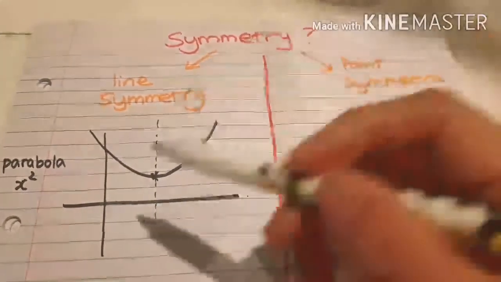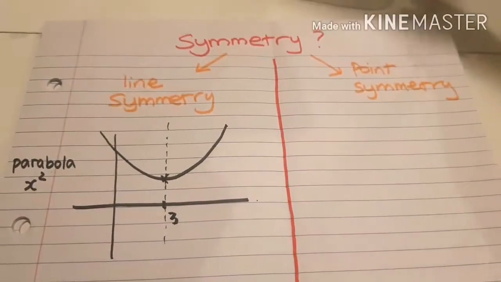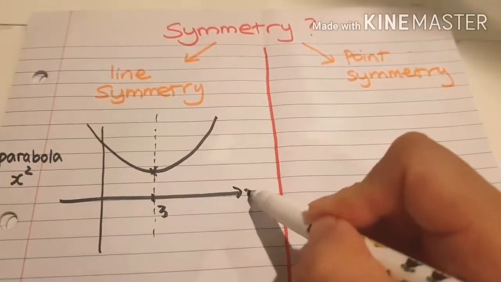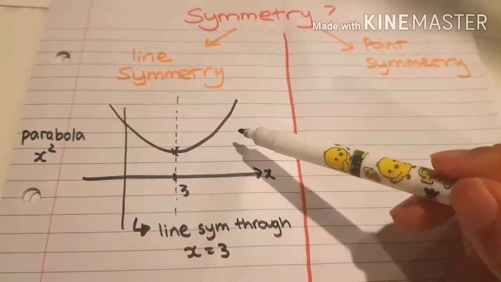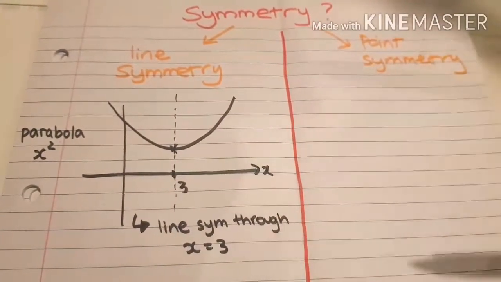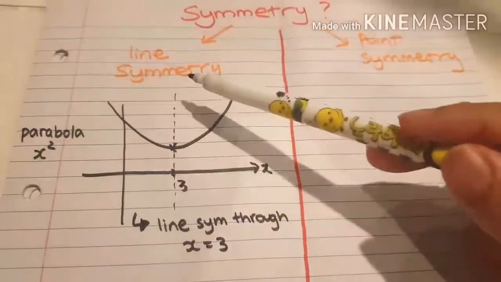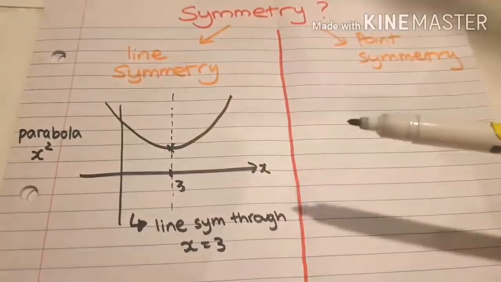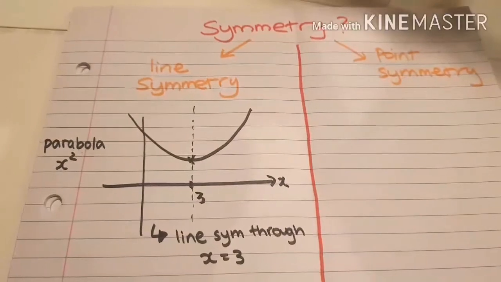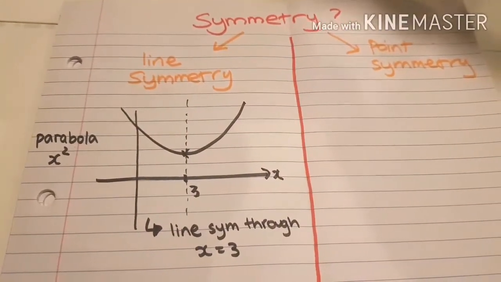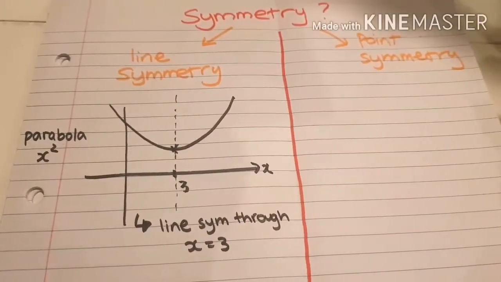If I say this point has the value 3, for example, and this is my x, I can say this parabola graph has line symmetry through x equals 3. So x equals 3 is the line of symmetry. Then let's think about this: what other graphs would have line symmetry?